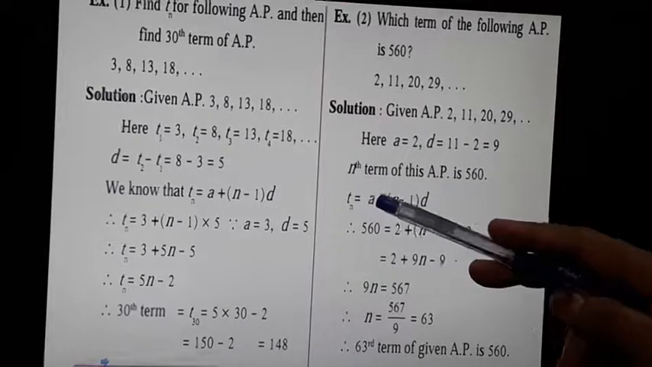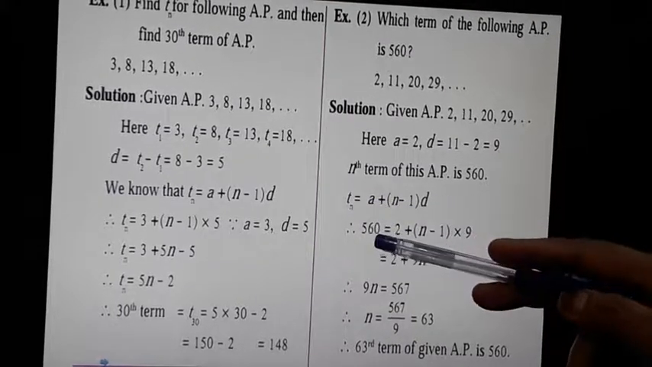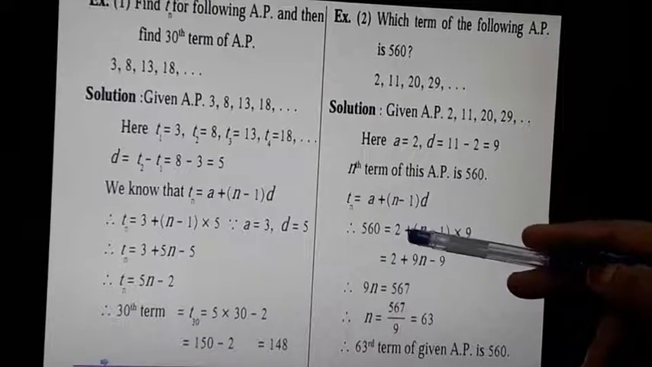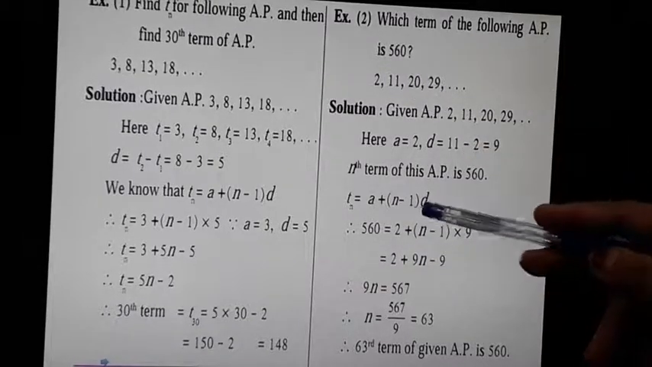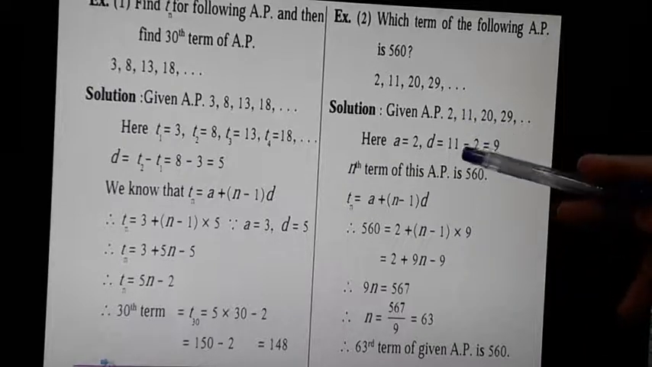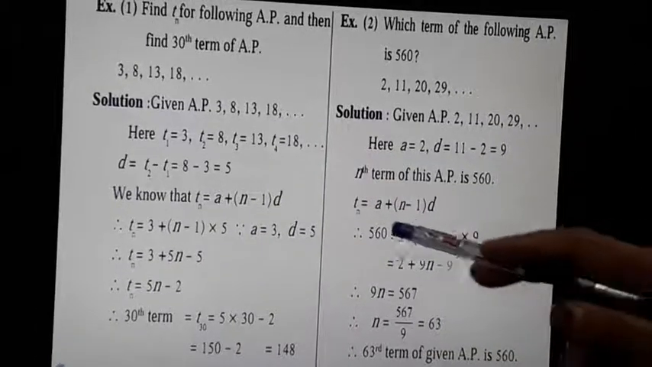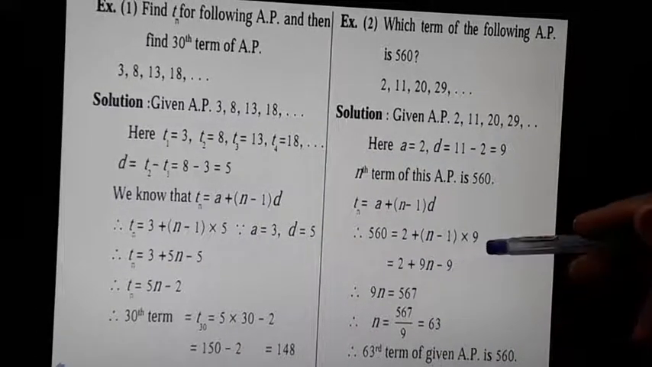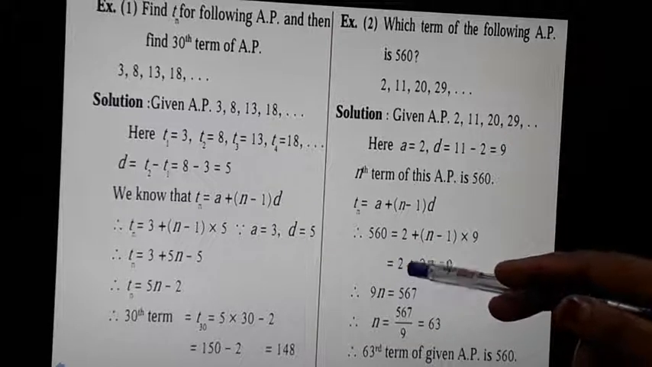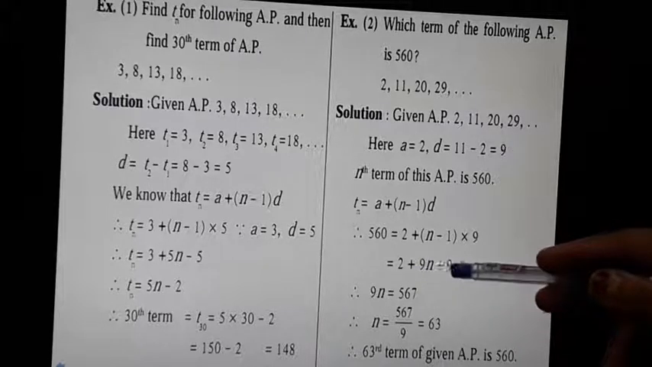Now see, here T of N is equal to A plus N minus 1 into D. Instead of T of N you have to put 560 because that is given here, is equal to A, which is your 2 here, and N minus 1. Now N you have to find. So N minus 1 into the common difference, 11 minus 2, that is 9. Okay. So now 560 is equal to 2 plus N minus 1 into 9. 560 will remain here only. So that is equal to 2 minus 9, which is minus 7, so 9N minus 7.